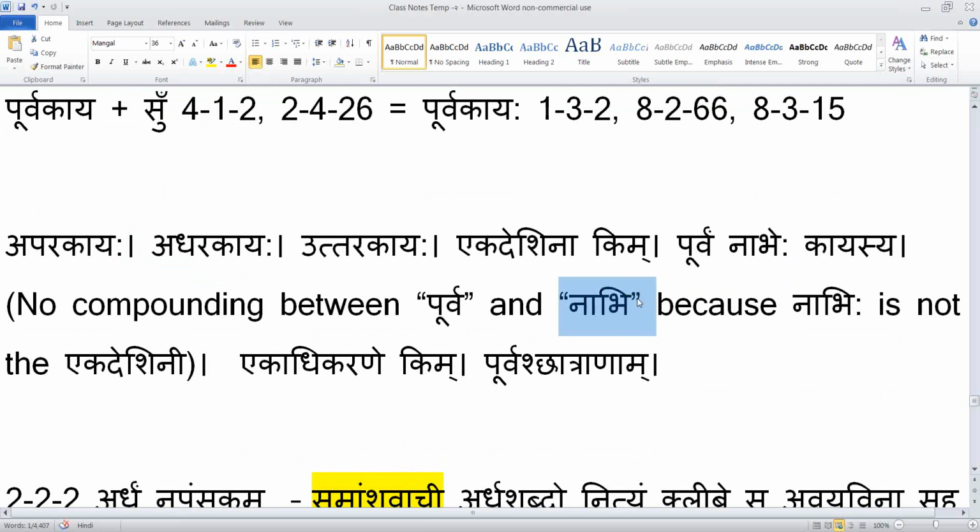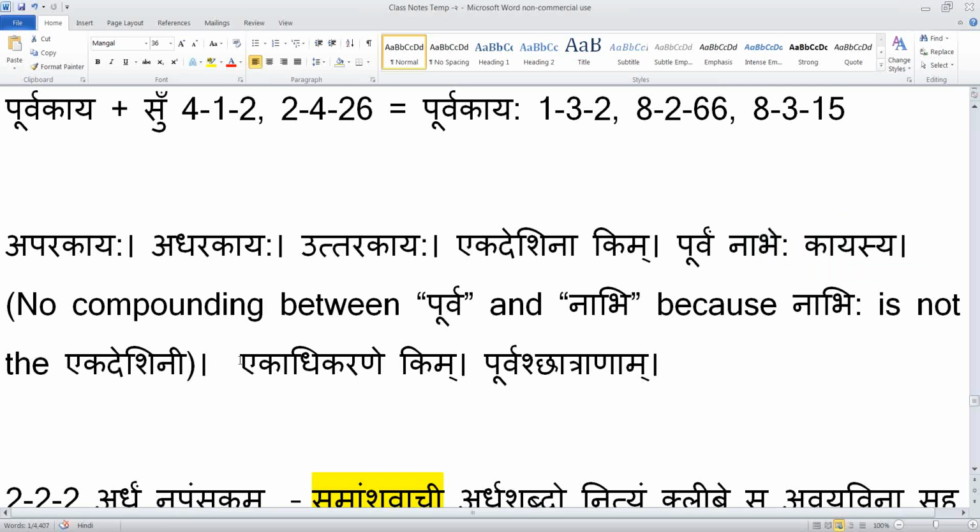So you cannot form a compound with purva and nabhi, because nabhi is not the ekadeshini. Only kaya is the ekadeshini, which has the parts. So ekadeshina atikim puram nabhehe kayasya. Now, you could still form a compound between kaya and puram. So you can say nabhe pura kaya. That may be allowed; that is not stopped. Tattvabodhi says this: kaya na tu samasaha syadeva. With kaya you can still form the compound, purva kayo nabhehe. So that can be formed, but nabhi cannot compound with puram, because that's not the ekadeshi. That's not the one which has parts. It only gives the limit from which the earlier part is measured.